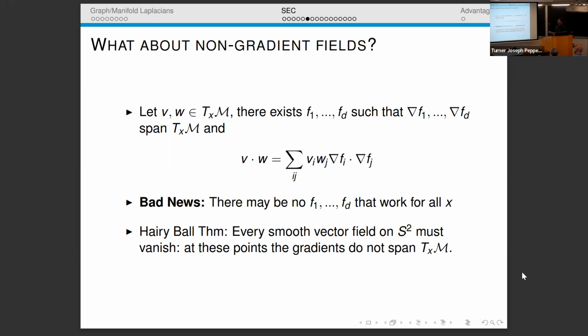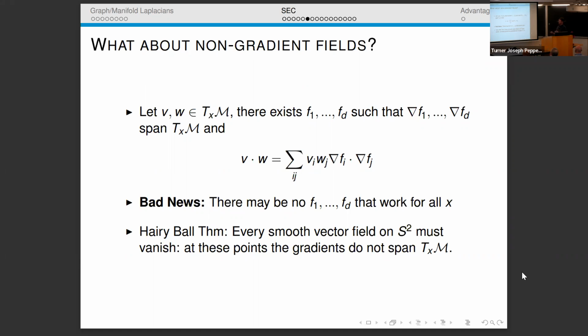So let's actually zoom in just a little bit closer now. Take V and W to be two vectors just in the tangent space at a point. So fix a point on the manifold, take two vectors that are in the tangent space. So I can always find a collection of D functions, these are just like coordinate functions, right, whose gradients span the tangent space. So at a single point, we're fixing a point now. This is just a finite dimensional vector space. I can find some coordinate functions and I can write my V and W in this basis of gradient fields.